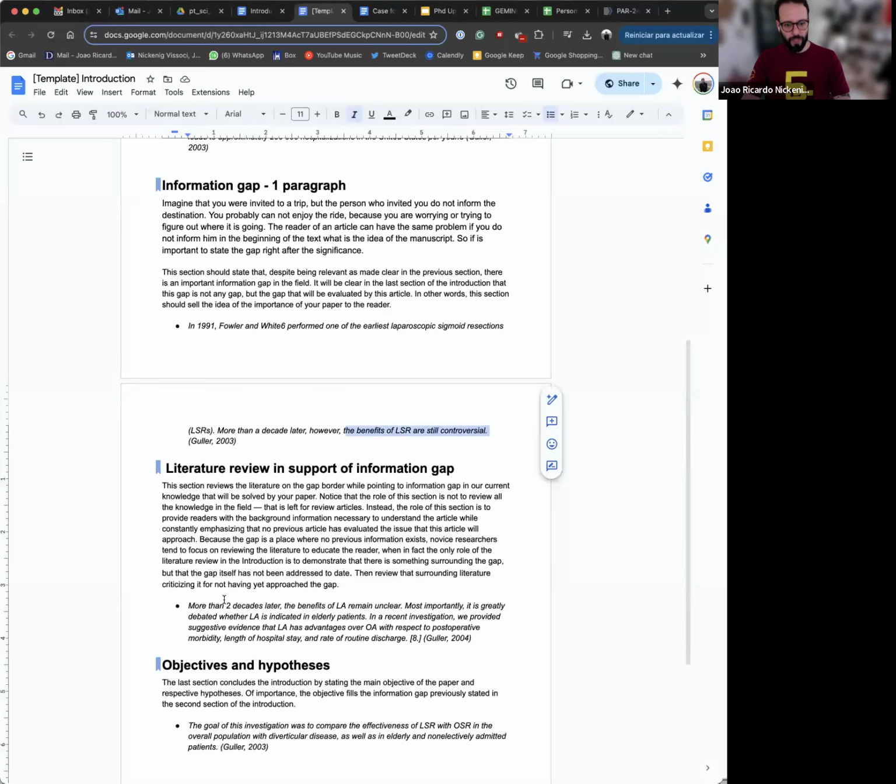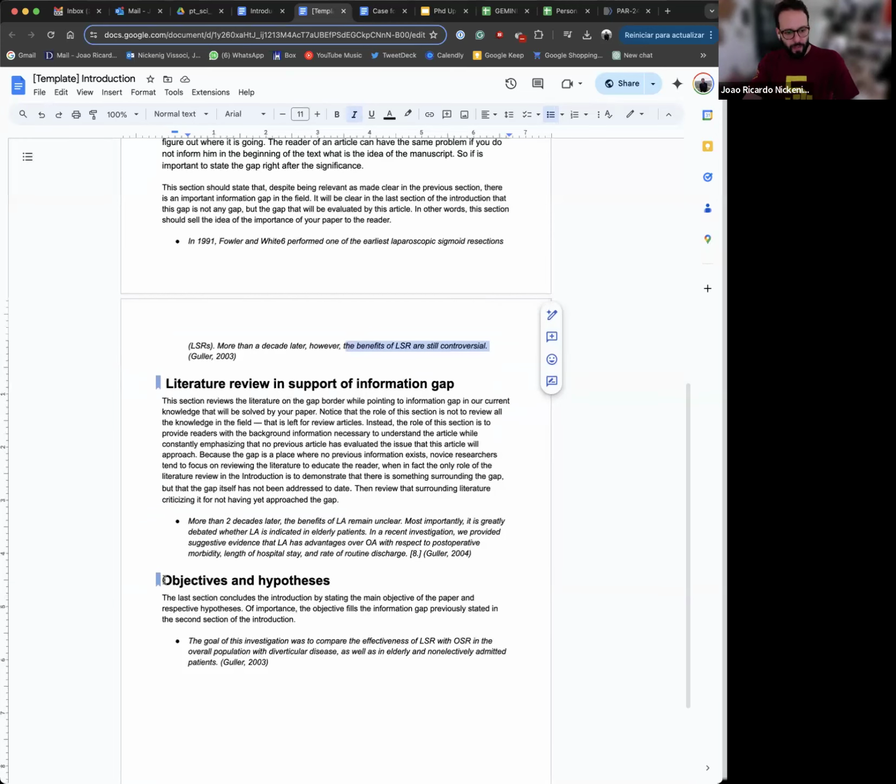So in the case here, if the gap is that the benefits of LSR are still controversial, I would give a bunch of information saying how researchers showed benefits, but some researchers showed that there are no benefits, and the benefits have been explored using methods A, B, and C, but yet nobody has shown clearly the benefits of this treatment, or the controversy is still undecided. I would always end the statement with something that calls back to the gap. So the literature review is always related back to the gap.